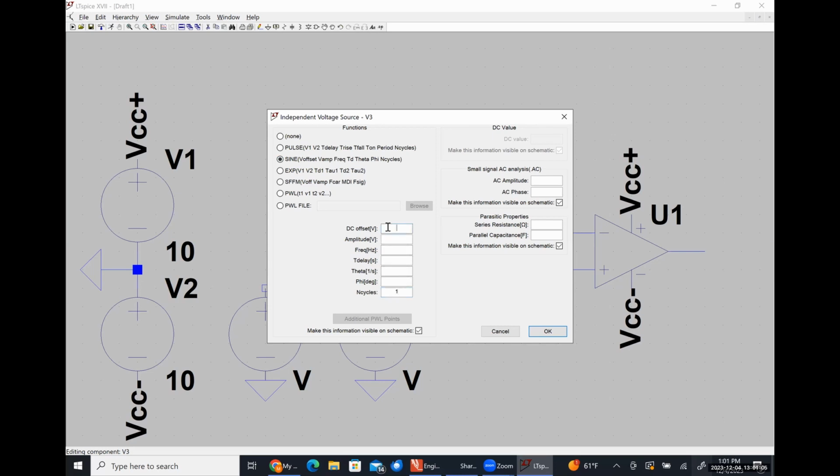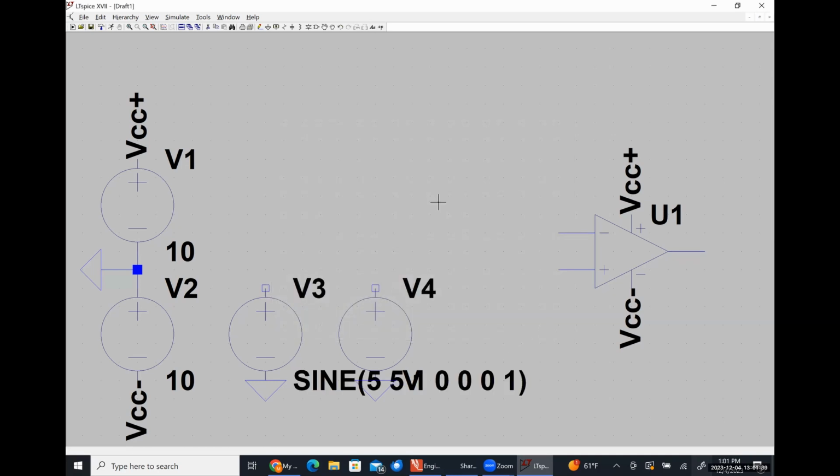So a sinusoidal voltage usually goes from some negative magnitude to some positive magnitude, but I want it to go from 0 to 10. So to accomplish that, I'm going to give it a 5-volt DC offset. And then I'm going to give it an amplitude of 5 volts. So this should make it range from 0 all the way up to 10. For the frequency, I'm just arbitrarily going to make it 1 hertz. And none of this other stuff matters. So that's my input voltage. So I'm just going to label that guy Vin.